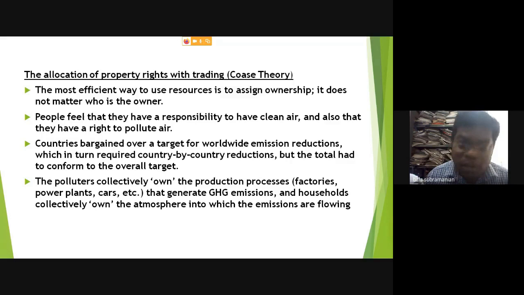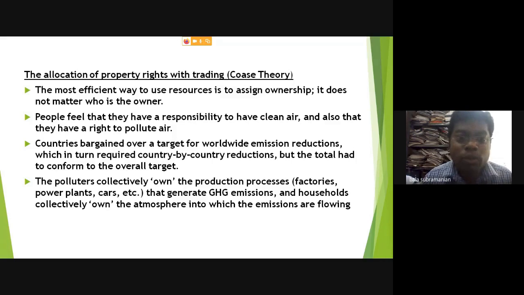There is only understanding. So Pigou talked about the tax, while the Coase theorem talks about property rights. So here there is no cost, there is cost. How does climate change come into the Coase theorem? We have to understand that climate change is a global common problem.